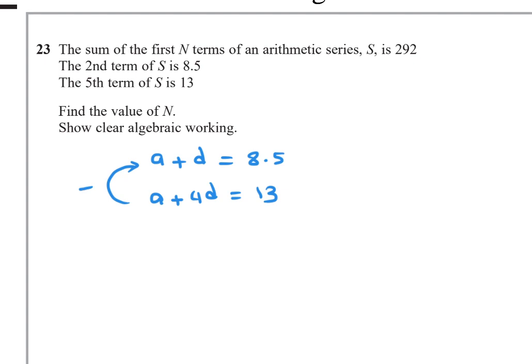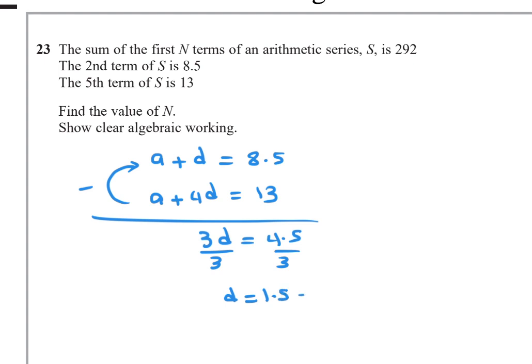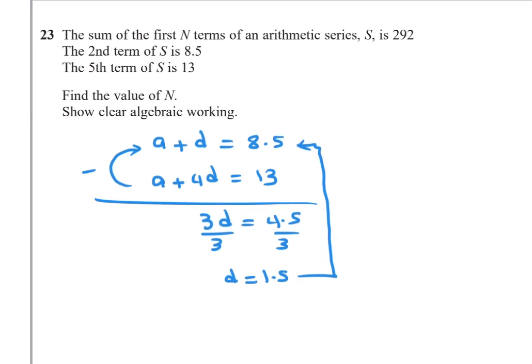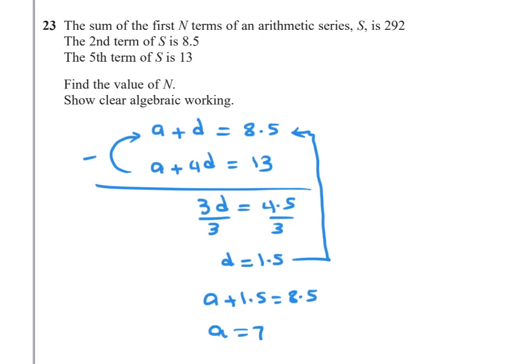If we subtract, 4D minus 1D equals 3D. 13 minus 8.5 equals 4.5. Divide by 3, so D equals 1.5. Now we can substitute in the first one. So we get A plus 1.5 equals 8.5. So A equals 7. Now we have A and D.